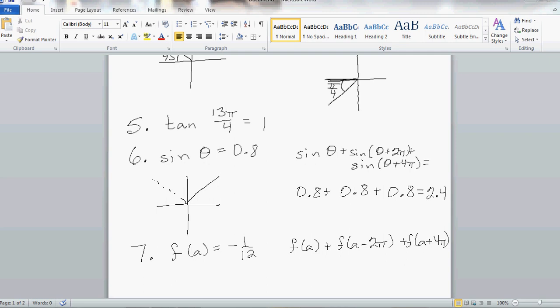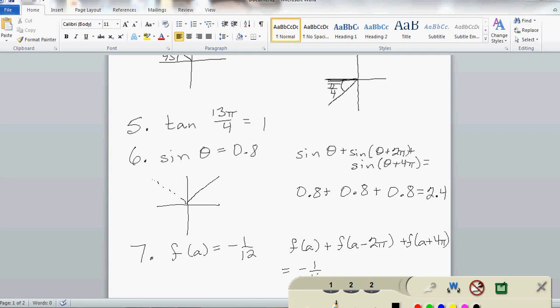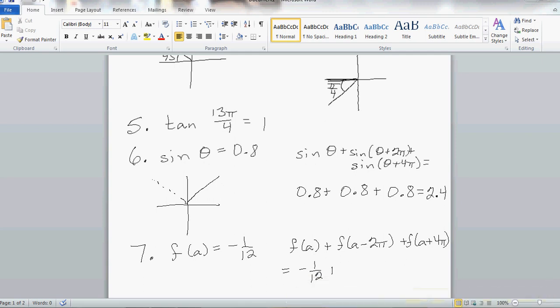And since f of theta is cosine of theta, we realize that any time we add 2 pi or any multiple of 2 pi, and any time we subtract a multiple of 2 pi, we will end up with the exact same value. So since f of a equals negative 1/12, we can do that. Even though we're subtracting, we're going to end up in the exact same location. So negative 1/12 plus negative 1/12 plus negative 1/12 is negative 3/12, or negative 1/4.